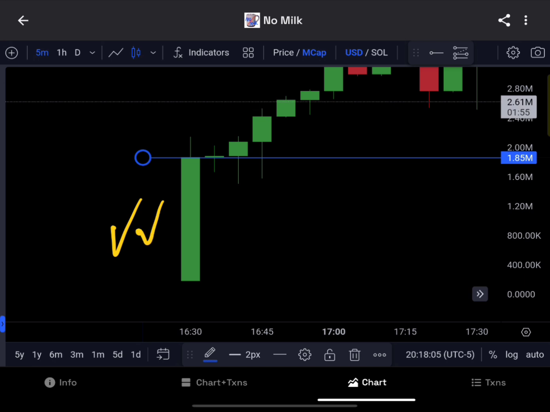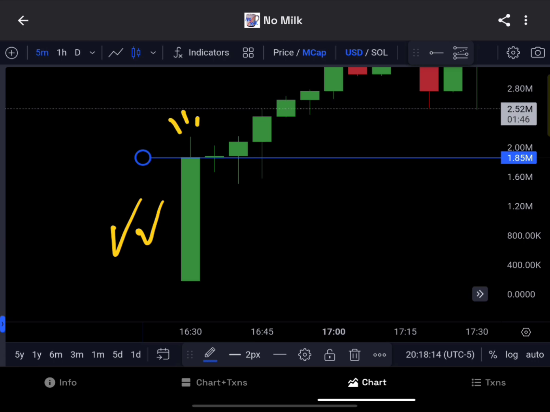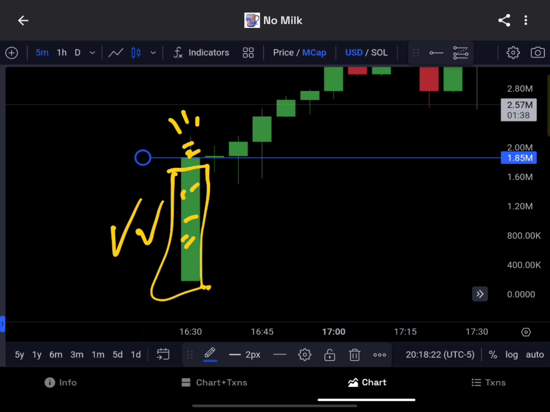When this bar stood up like that, that is called a healthy bar because it has a tail on it. I like when the bars have a small tail and a nice big body. That means a lot of buys came in, and very few selling actions happened.